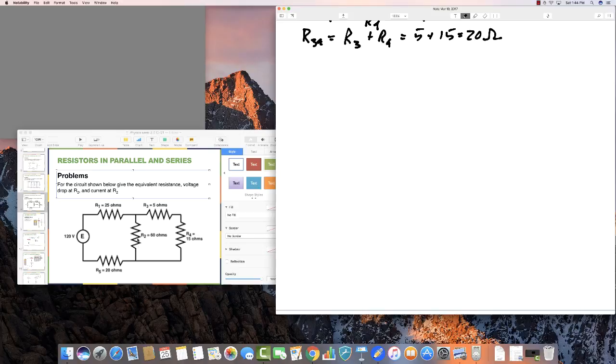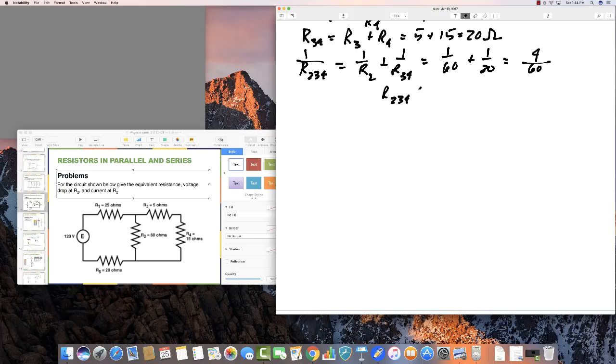So now we have one resistance of 20 ohms, and it happens to be in parallel with R2. So for the equivalent of R2, 3, 4, let's start out with 1 over that, which is going to equal 1 over R2 plus 1 over R34, which is going to equal 1 over 60 plus 1 over 20, which, with 60 as our denominator, is going to be 1 plus 3 is 4. So R234 is going to equal the inverse of this, or 15 ohms.